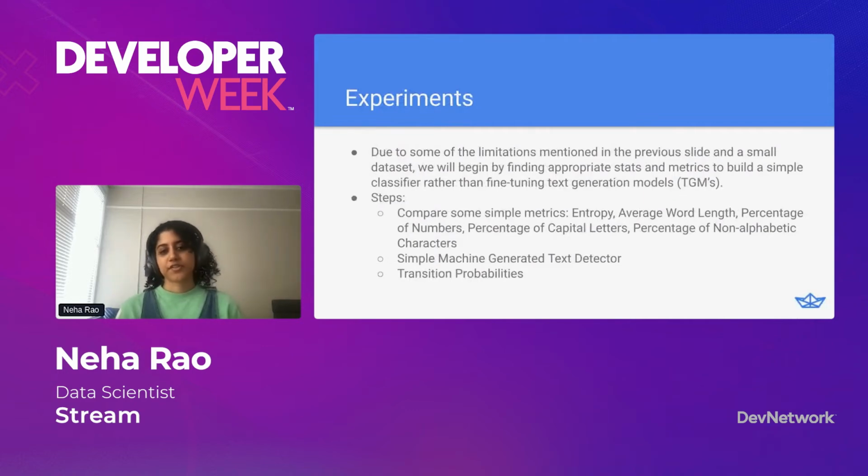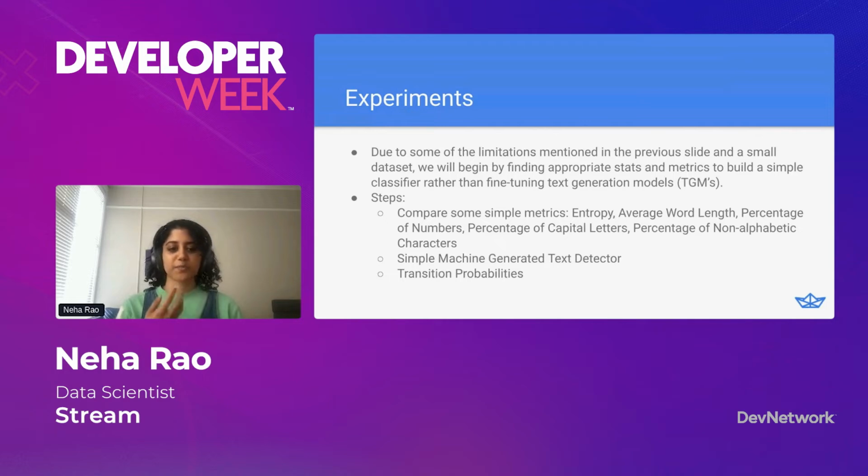So after considering some of these limitations, I thought the best place to start was just looking for simple metrics that we can use to weed out some of the more obvious examples of machine-generated text, and also metrics that could work at detecting both simple and complex text generation models. So we mentioned entropy before, average word length, percentage of numbers, percentage of capital letters, percentage of non-alphabetic characters were all different metrics I tried.